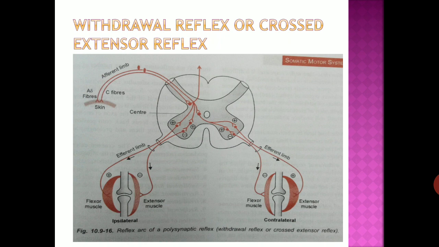In this figure you can see these are the flexor group of muscle and these are the extensor group of muscle, and here the A delta and C fiber nociceptors. When any painful stimulus is applied to this receptor, A delta and C fibers enter into the dorsal root and stimulate interneurons, and further it stimulates the alpha motor neuron. The alpha motor neuron supplies the flexor group of muscle, so there is a contraction of the flexor group of muscle. Simultaneously it also stimulates an inhibitory interneuron which inhibits the extensor group of muscle.